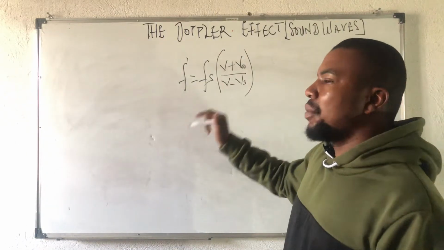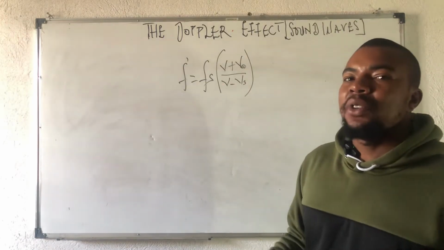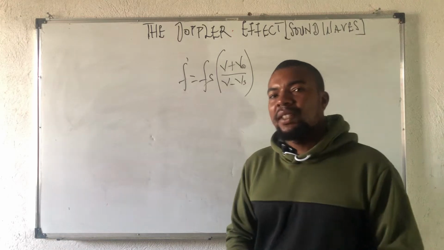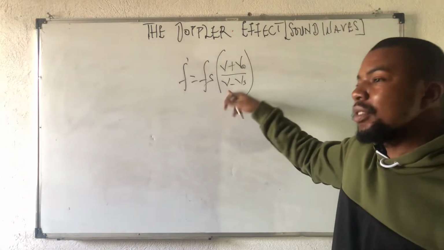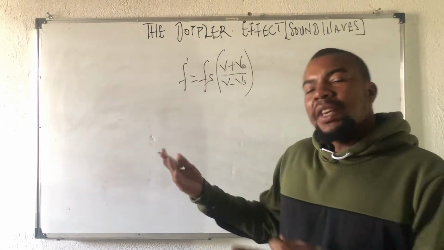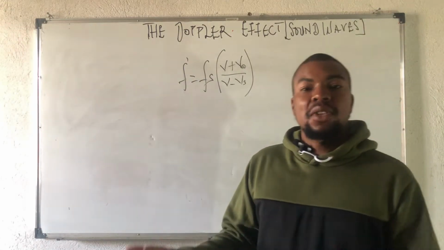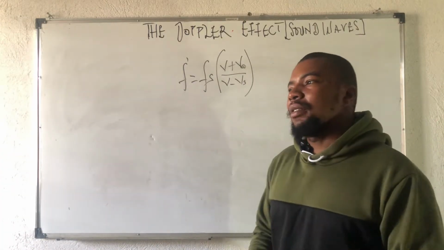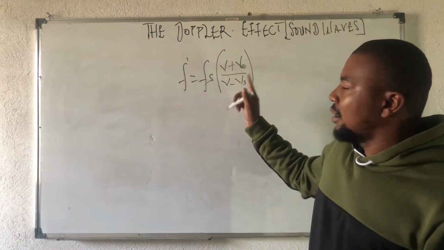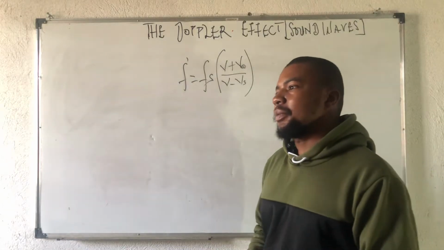Yes, this might be the standard formula for calculating the apparent frequency, but it changes over time because of the position of either the observer or source. All right, let's go ahead and look at different cases where this formula might change.